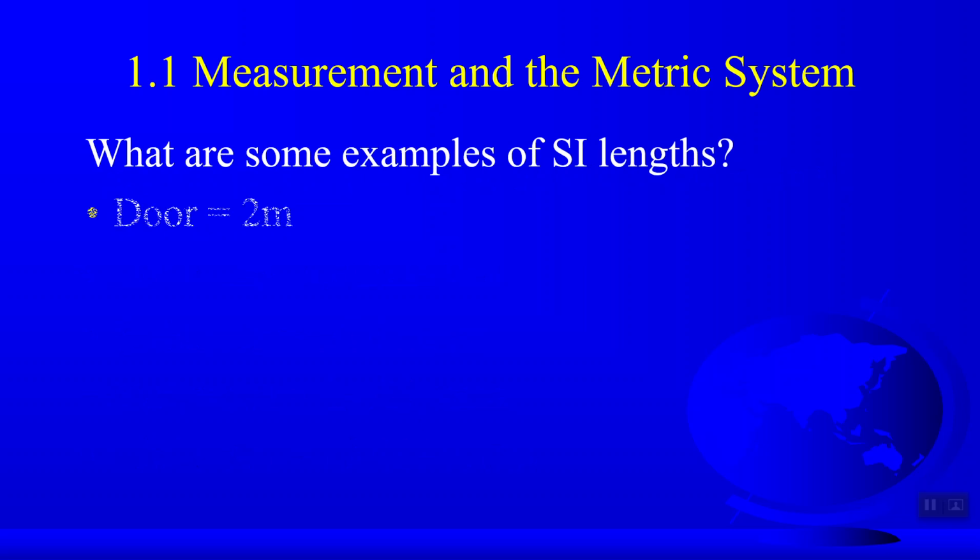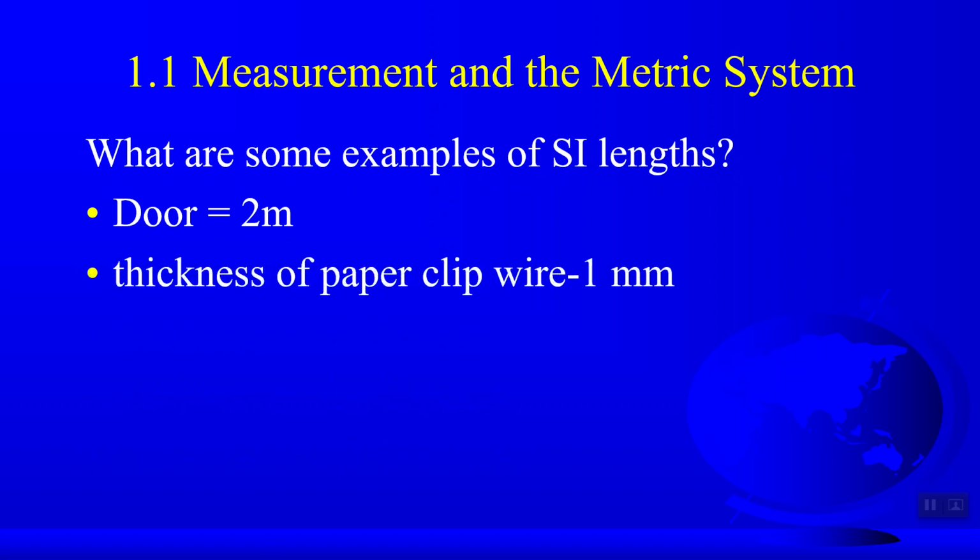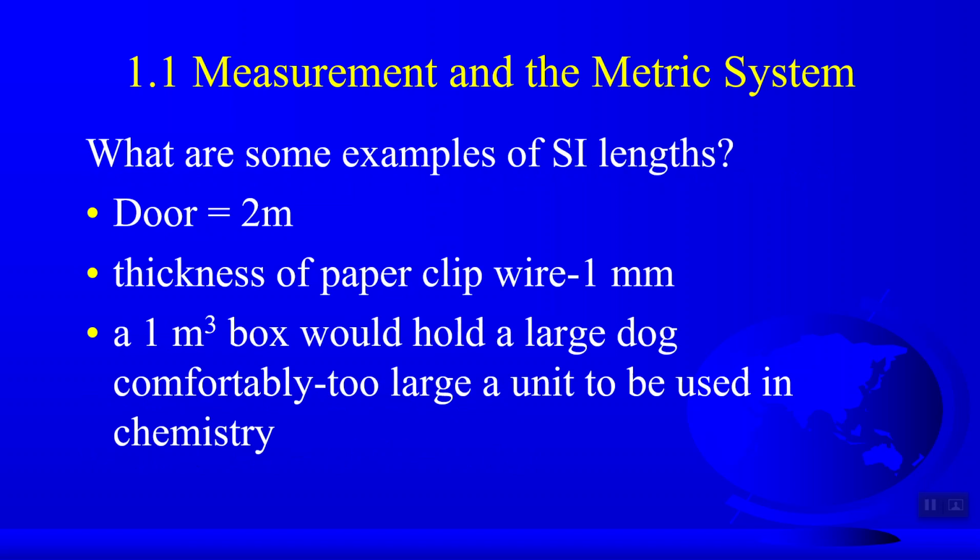Okay? So what are some examples of this? Well, a common door is going to be about 2 meters. The thickness of a paperclip wire is 1 millimeter. A 1 cubic meter box, that's a box that's 1 meter long, 1 meter wide, and 1 meter high, could possibly hold a large dog comfortably. But a cubic meter is too big. We're not going to be dealing with things that big.